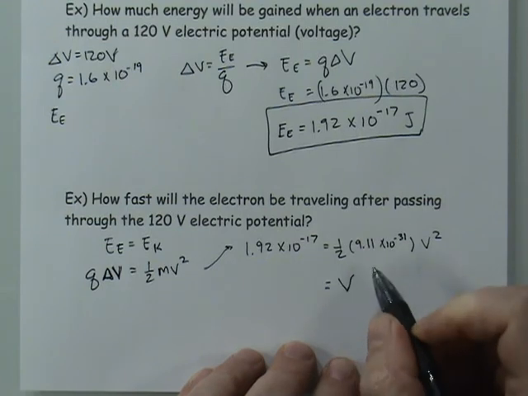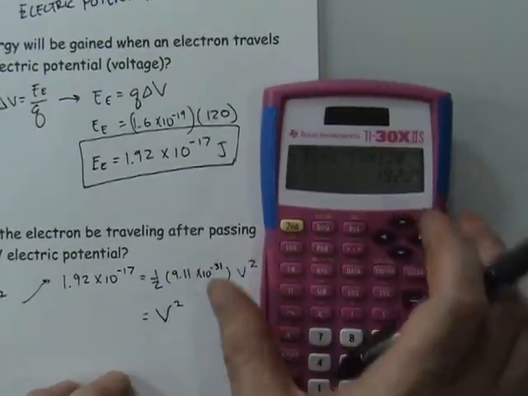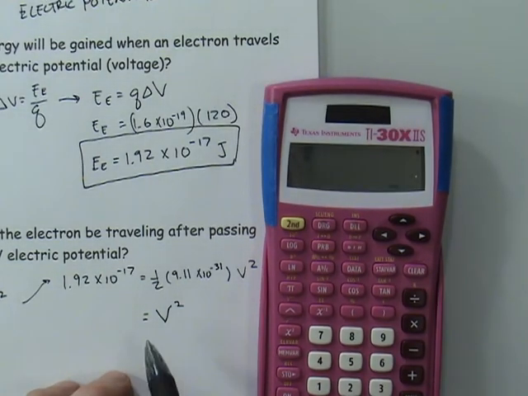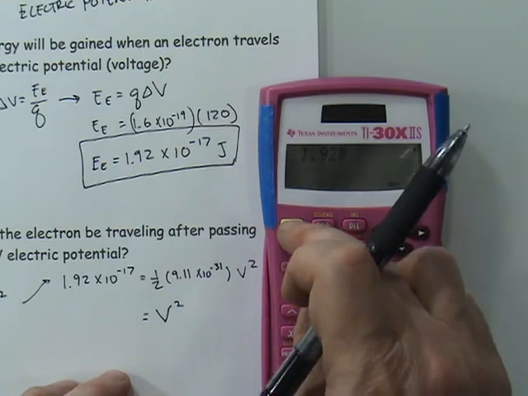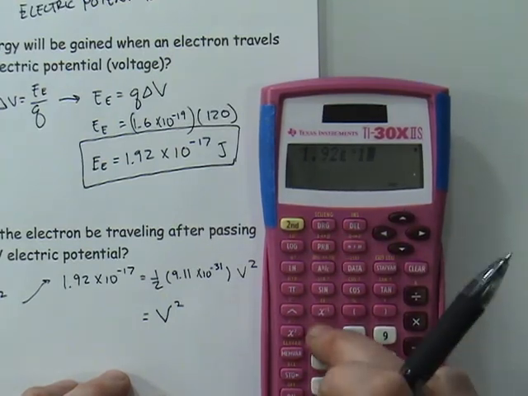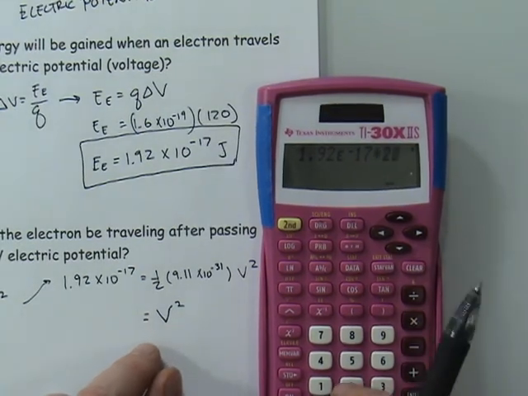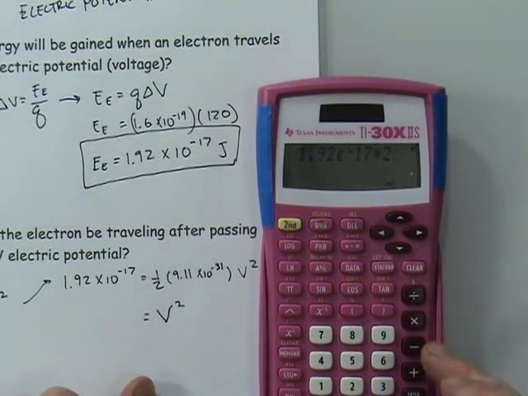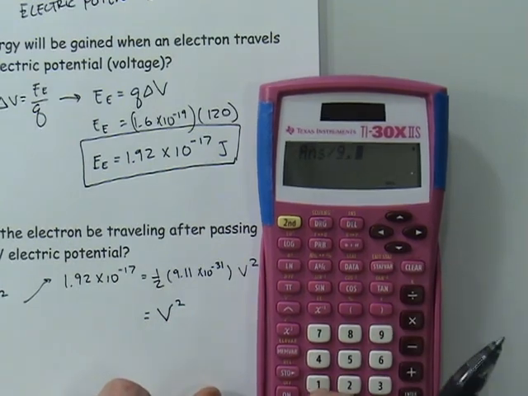So let's do this. First of all, I'm going to get everything over to the other side. You can just follow along with the algebra that I'm doing. I'm not going to write it on the paper, but I'll show you what I'm doing. It's 1.92 times 10 to the minus 17. Okay, first of all, I need to get rid of the 1/2. I'm going to multiply by 2. That's going to move it over to the other side. Then I need to divide by 9.11 times 10 to the minus 31.